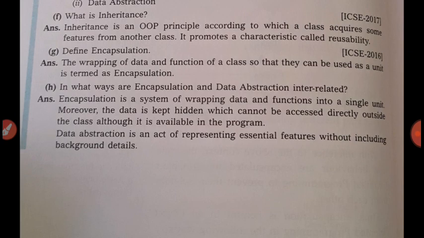In what way are encapsulation and data abstraction interrelated? Okay, see, in encapsulation what we are doing is grouping, wrapping data and functions into a single unit, right? So remember that data is kept hidden, which cannot be accessed directly outside the class. It means the data which is secured inside the class, you are not allowed to access outside the class. It depends on certain conditions, certain restrictions are there. So with the help of this feature, we are achieving data abstraction with encapsulation.